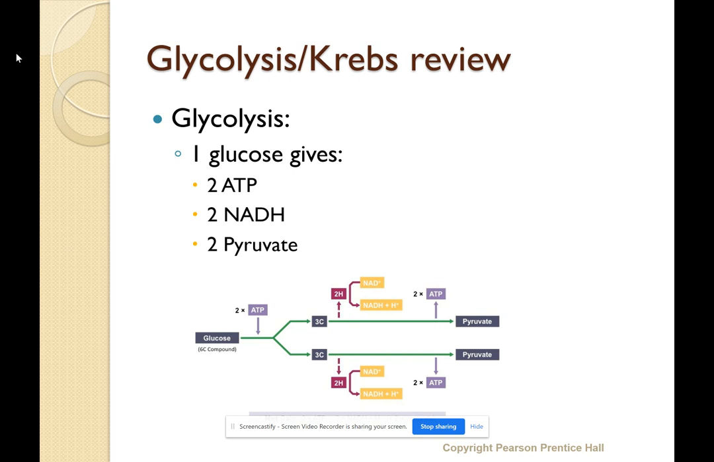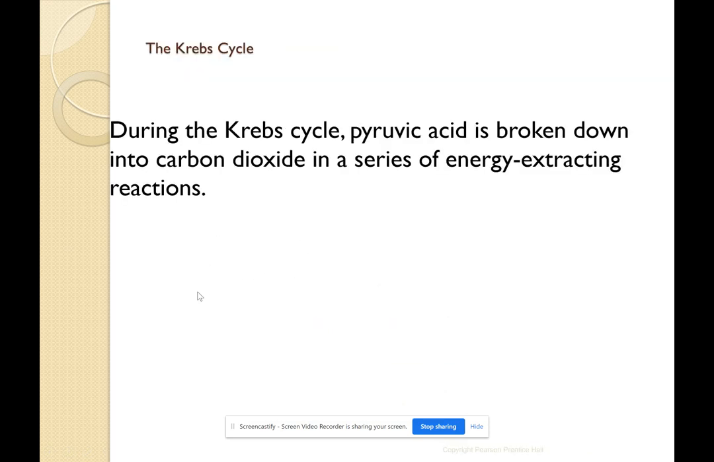This process starts with glycolysis, right? In the cytosol, no oxygen, where one molecule of glucose gives you two molecules of ATP, two NADH, these are your electron carriers, and two molecules of pyruvate, aka pyruvic acid, which then all of those materials go into the Krebs cycle to be broken down to get more energy out of those materials, right? Because the whole point here is to get energy out of the glucose and into the ATP.